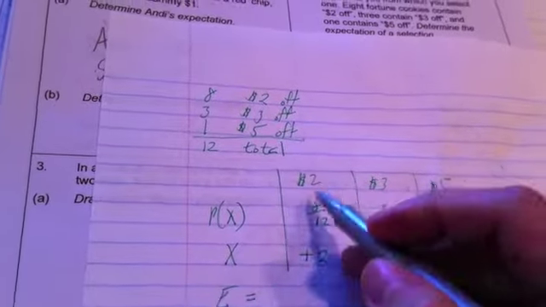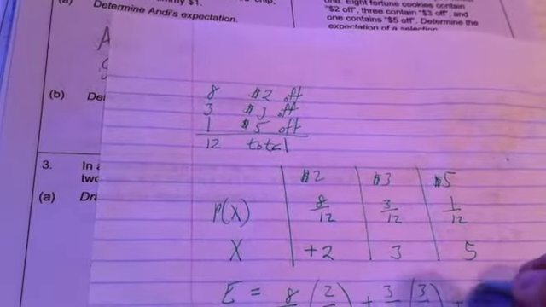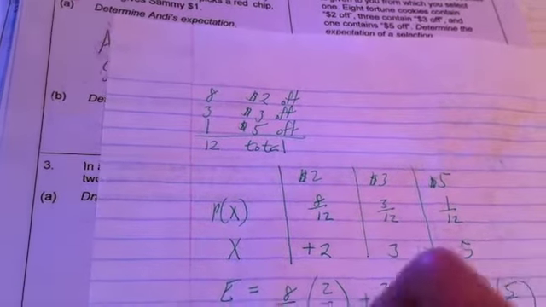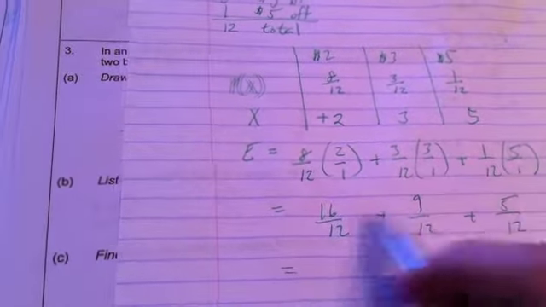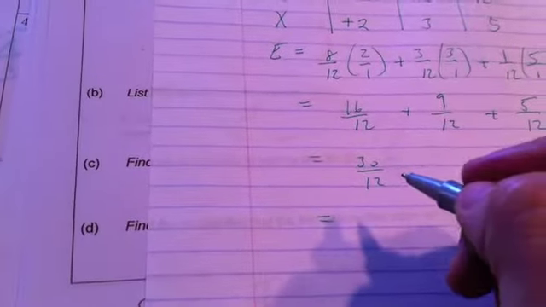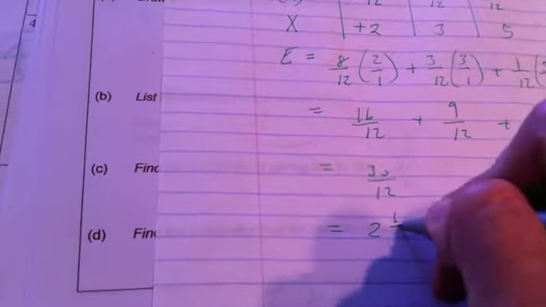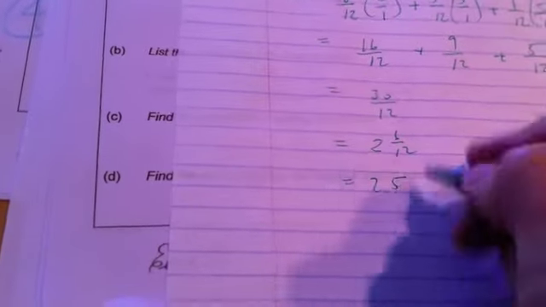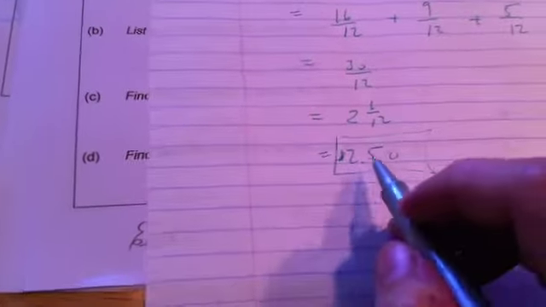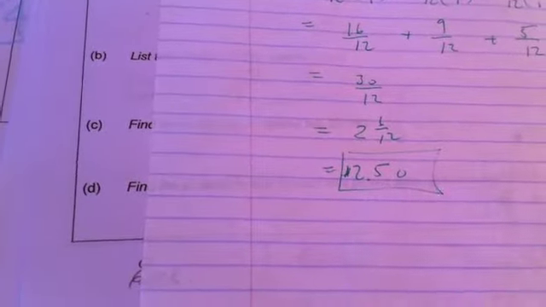So your expectation, this times this, plus this times this, plus this times this. So 8 over 12 times 2 over 1, plus 3 over 12 times 3 over 1, plus 1 over 12 times 5 over 1. So 16 twelfths plus 9 twelfths plus 5 twelfths gives you 30 twelfths, which gives you, what was that? It's 2 and 6 twelfths, so 2.5. So you're expecting to get an average discount of about $2.50.